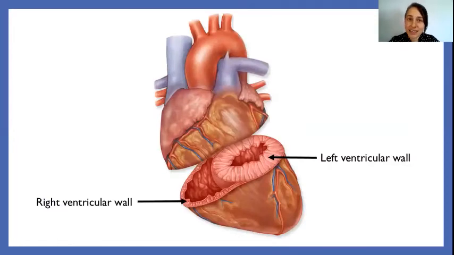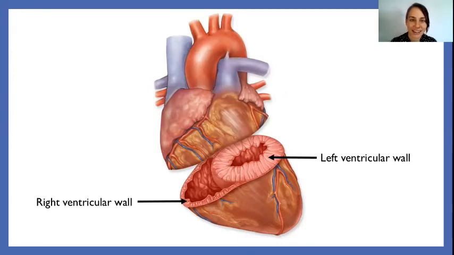On here, we can see that your left ventricle has a very thick wall. Think of a really thick steak. Whereas your right ventricle, not as much. It's pretty thin. Why?